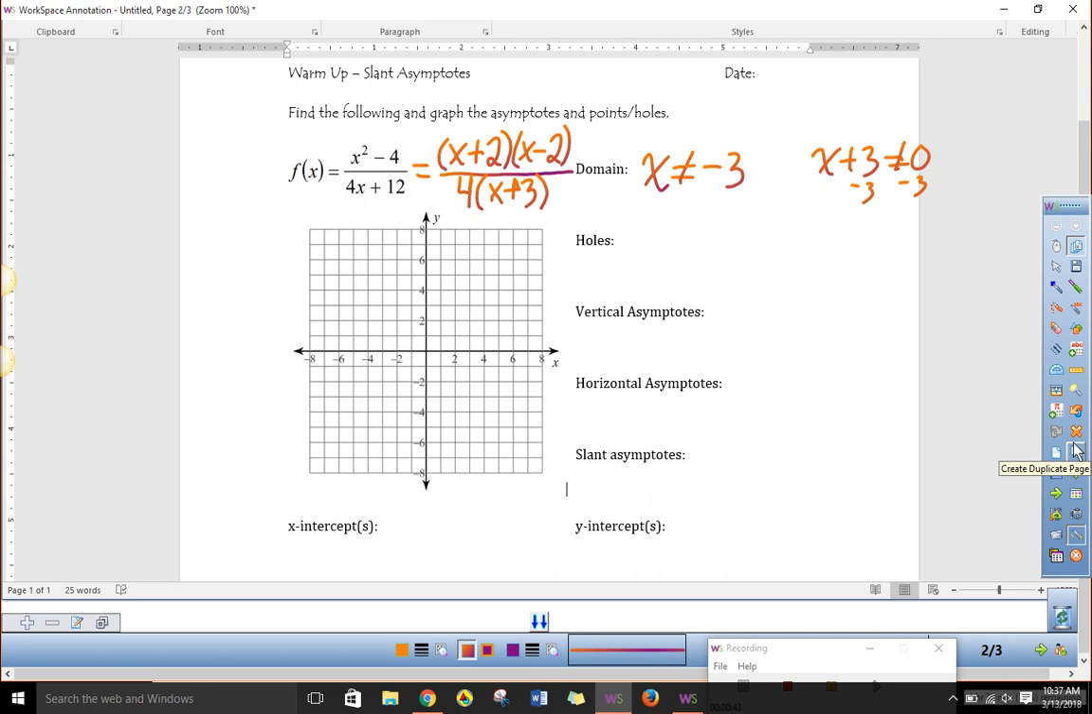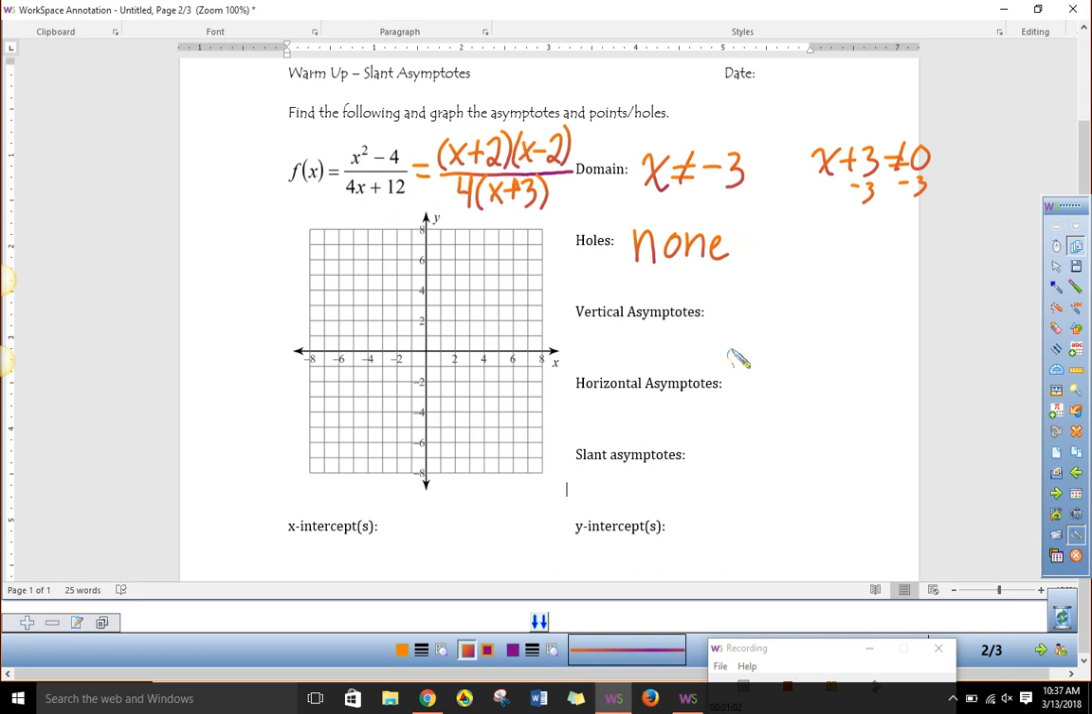Do I have any holes in my graph? No. Why not? Because nothing cancels out from top and bottom. Beautiful. Nothing cancels out. Okay. How about vertical asymptotes? X is equal to negative 3. Good. These guys are connected, right?